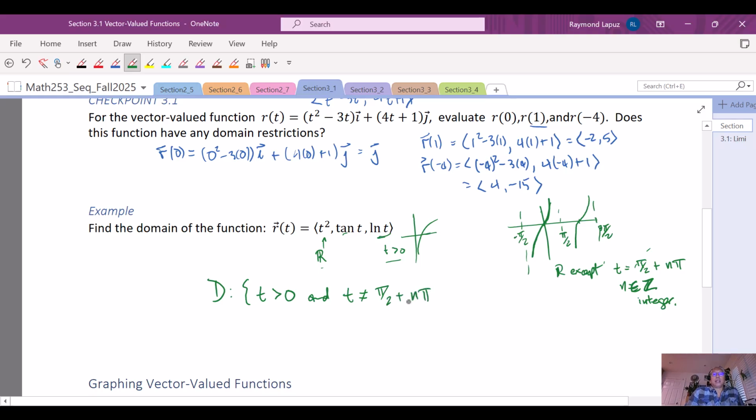Now, when n is negative, then it doesn't matter because t has to be bigger than 0, so we're not going to go to the negative side. So technically, we're really just looking at positive values for n, but I don't think we need to specify that. We can just say that it has to be bigger than 0 and not including any of these.